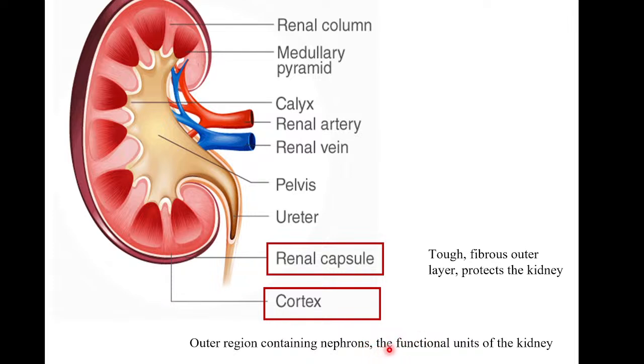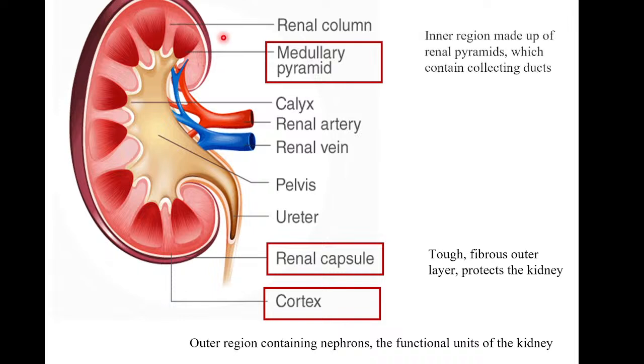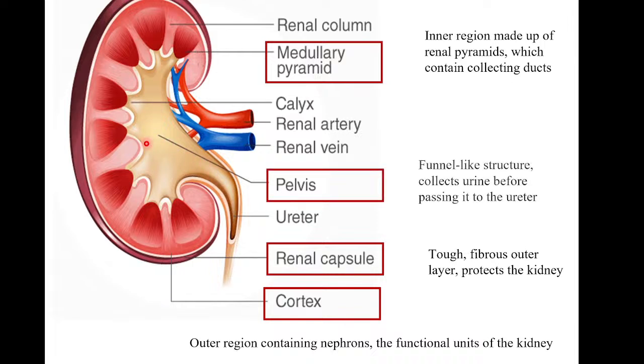Below this cortex, if you go deeper inside the kidney, you find the medulla. The inner region of the kidney is known as the medulla, and it is made up of renal pyramids which contain collecting ducts. This funnel-shaped structure you can see is known as the renal pelvis, and this structure collects the urine before passing it to the ureter.